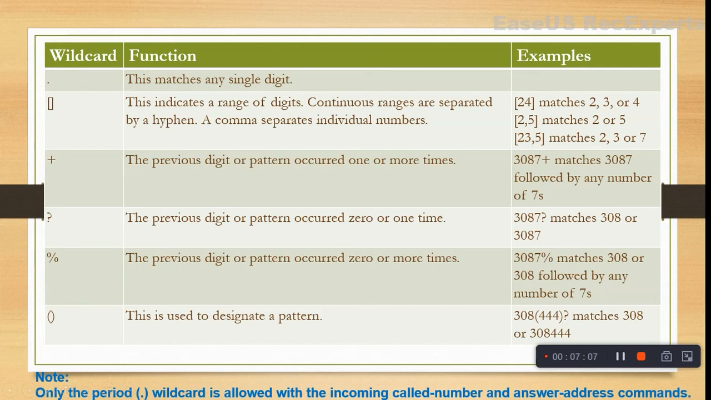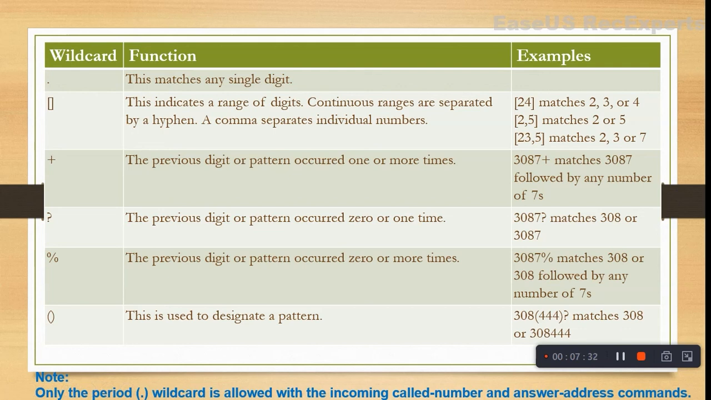So the most commonly used wildcard functions are the first one, period or a dot, and the second one, the square brackets. So these two are most commonly used wildcard masks, and these are mostly used with the destination pattern command.